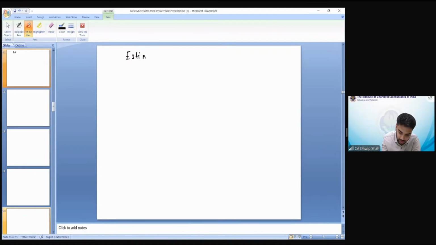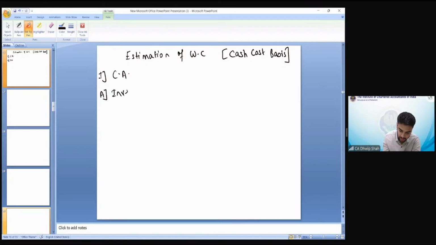Estimation of working capital, cash cost basis. Okay. Number 1, current assets. In current assets, number A, inventory: raw material. We have to ignore WIP in this question, so no need to write WIP. Next we have debtors, cash bank balance.